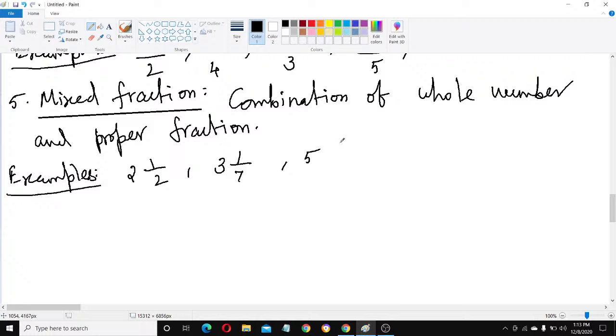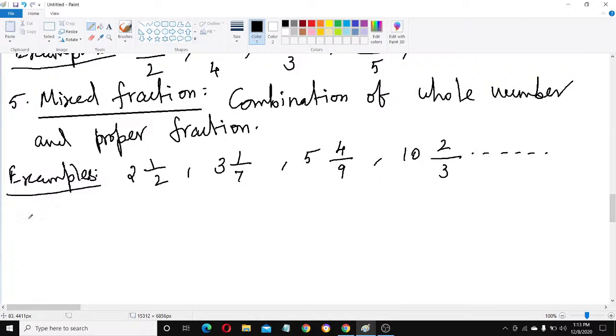Now 5, 4 by 9. Combination of whole number 5 and proper fraction 4 by 9. 10, 2 by 3. 10 is whole number, 2 by 3 is proper fraction. This fraction is combination of whole number 10 and proper fraction 2 by 3. So 10, 2 by 3 is mixed fraction. So you can write your own example for mixed fraction, children.